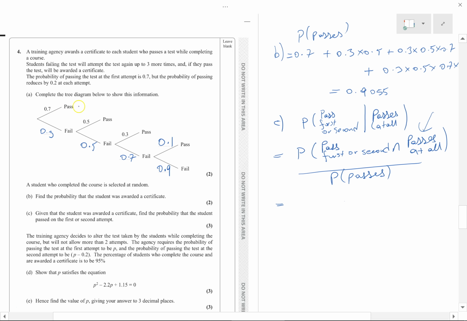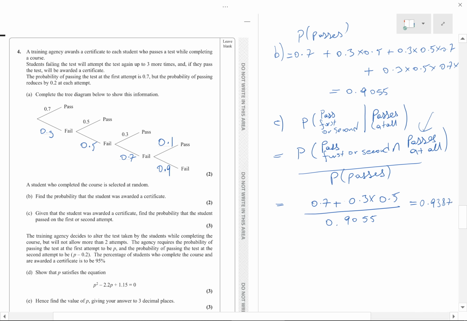So passes first time, that's 0.7. Passes second time, because it could be either or though, so we're adding them because those two are definitely mutually exclusive. So that's plus 0.3 times 0.5, all divided by the probability of passing, which is a number that we had before. So that's 0.9055, which comes to 0.9387, given to four significant figures now.